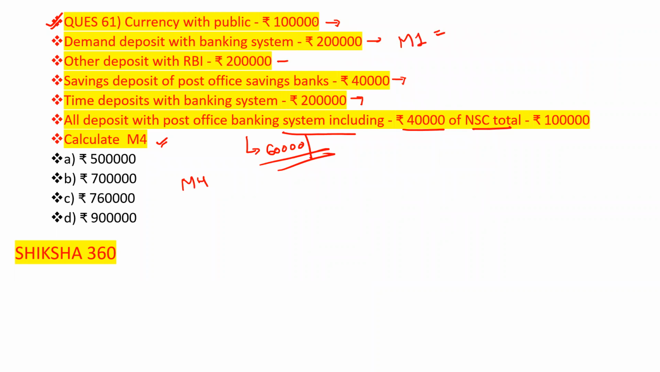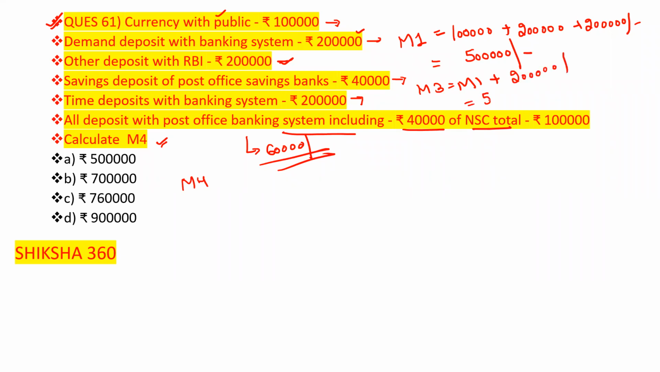So M1 is what? Currency with the public, that is 1 lakh, plus demand deposit with the banking system, that is 2 lakh, plus the last one, other deposit with the RBI, that is 2 lakh. So M1 here is equal to 5 lakh. Next one is M3. M3 is equal to M1 plus time deposit with the banking system, that is 2 lakh also.